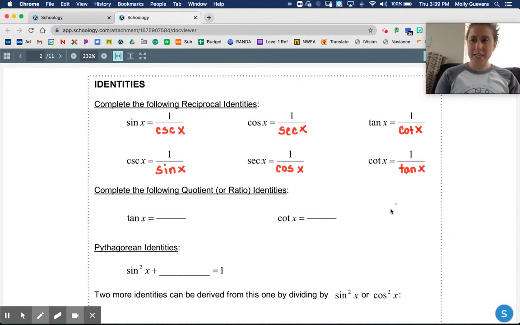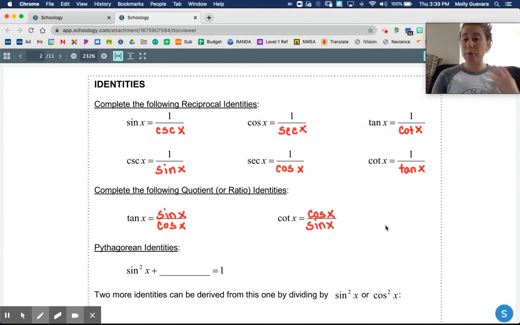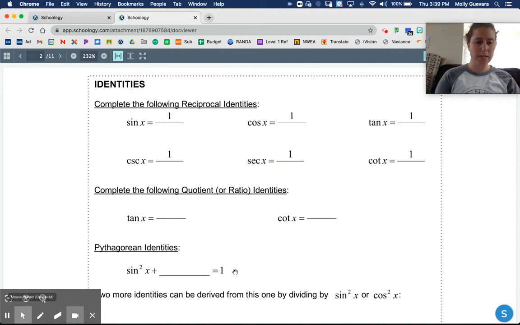Our quotient identities or our ratio identities, tangent is equal to sine of x over cosine of x. Again, we know that, right? That's not new. Cotangent is the reciprocal of tangent, so cotangent then would just be the opposite, right? Cosine of x over sine of x. Okay. So again, those are not new, right? We've written those down, we've used them. It's just nice having everything in one spot. Okay, so I'm going to scroll down a little bit.